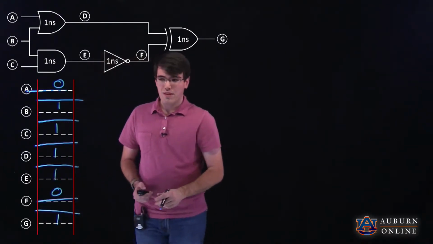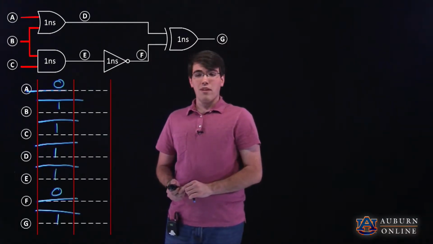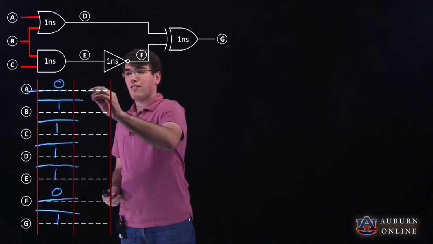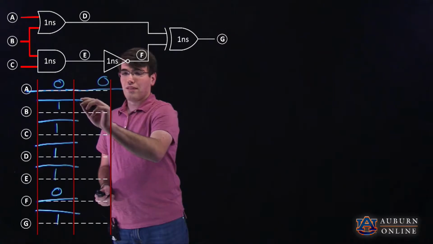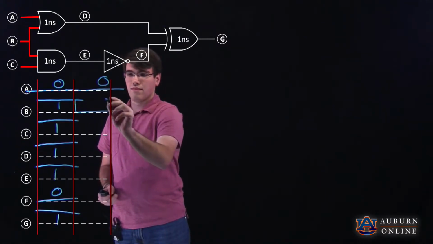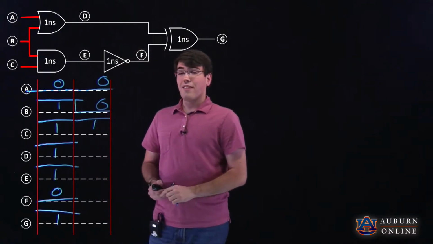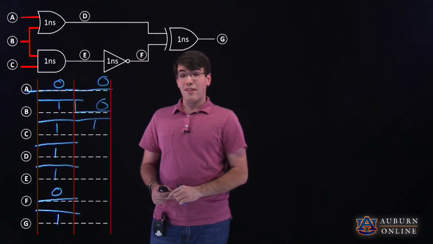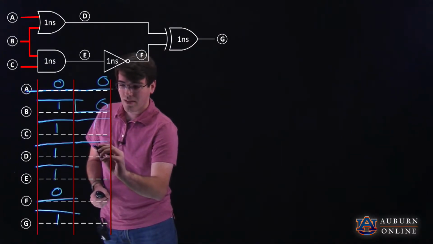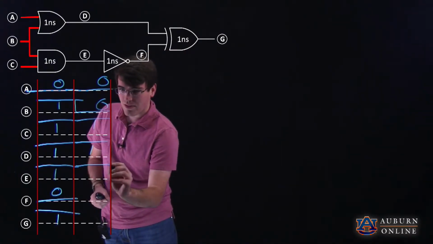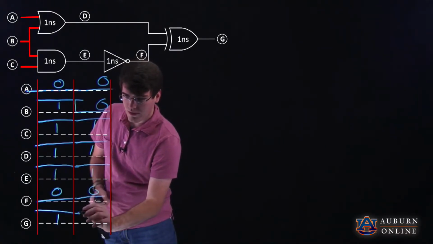Now, let's pretend that we change one of these inputs. We'll change B from 1 to 0. So we can see the circuit, the signal goes through it, A will still be a 0. We'll drop B down to a 0, and we'll say C is still 1. Now, D, E, F, and G have not had time to react to this signal yet, so they're still going to be exactly the same. D will still be a 1, E will still be a 1, F will still be a 0, and G will still be a 1.